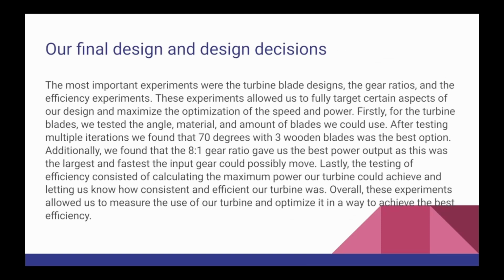In our final design, the most important experiments were the turbine blade designs, the gear ratios, and the efficiency experiments. These experiments allowed us to fully target certain aspects of our design and maximize the optimization of the speed and power. First, for our turbine blades, we tested the angle, material, and amount of blades we could use. And after testing multiple iterations, we found that 70 degrees with 3 wooden blades was our best option. Additionally, the 8-to-1 gear ratio gave us the best power output as it was basically the furthest we could push the input gear in terms of size and speed.